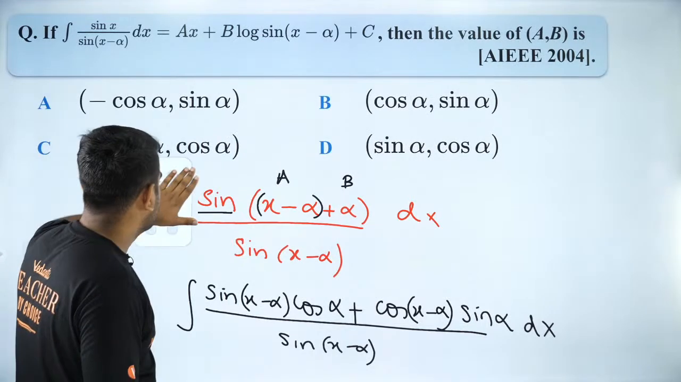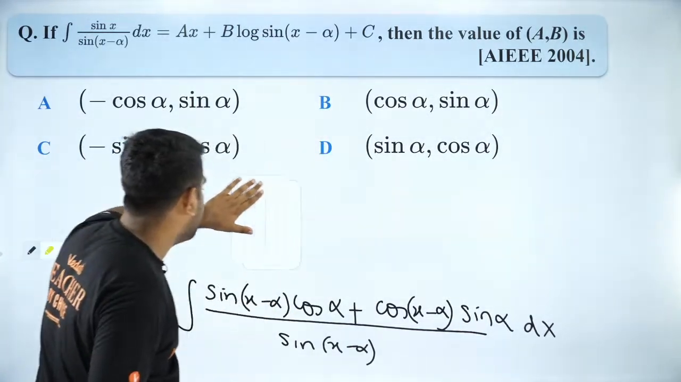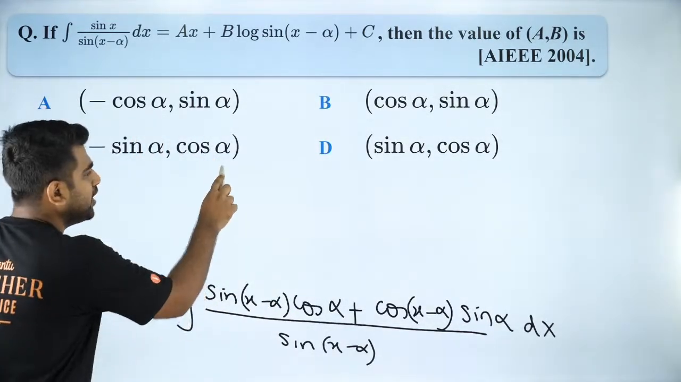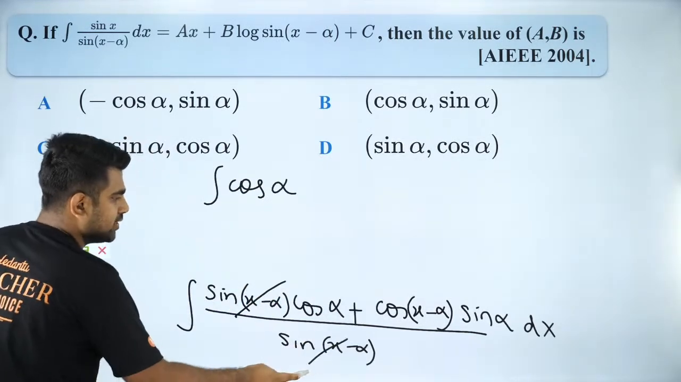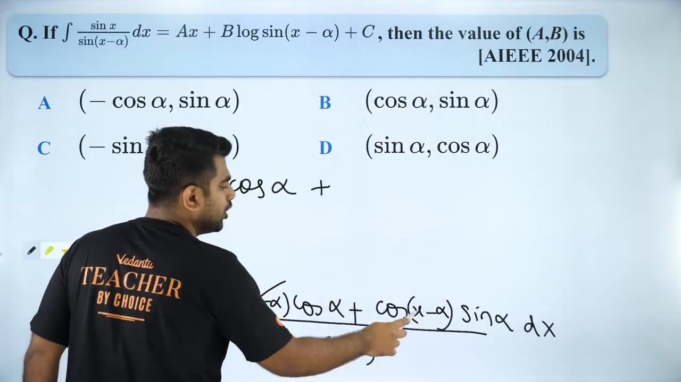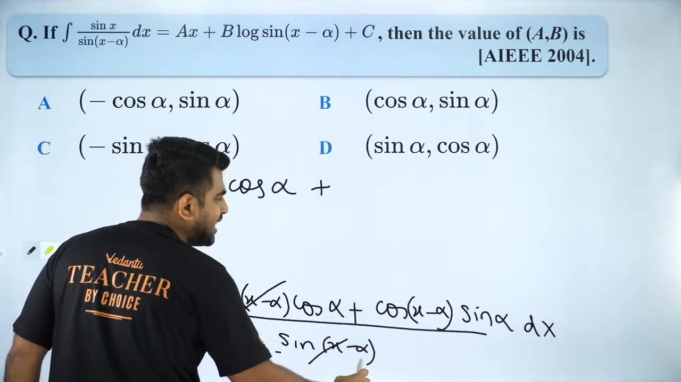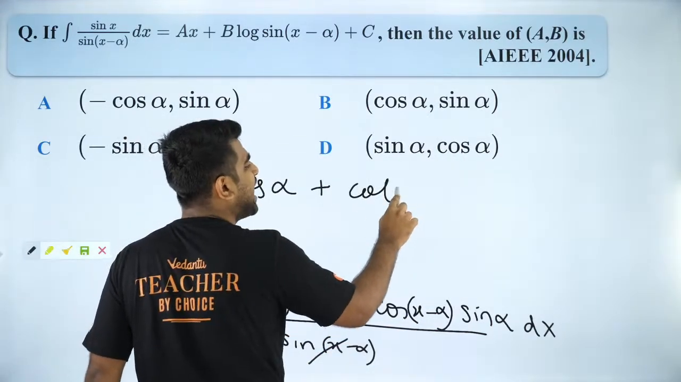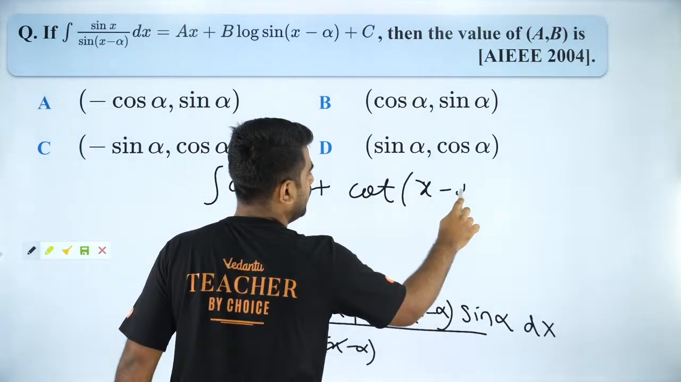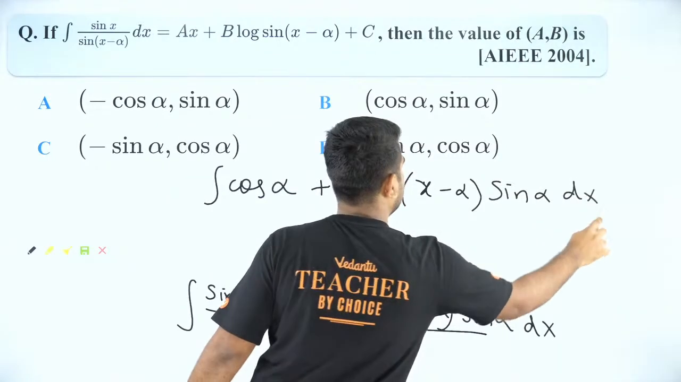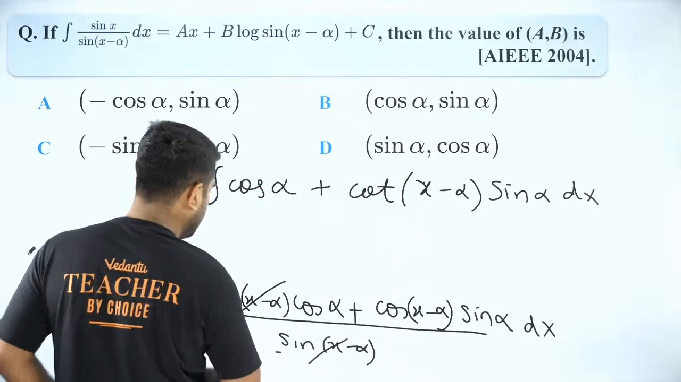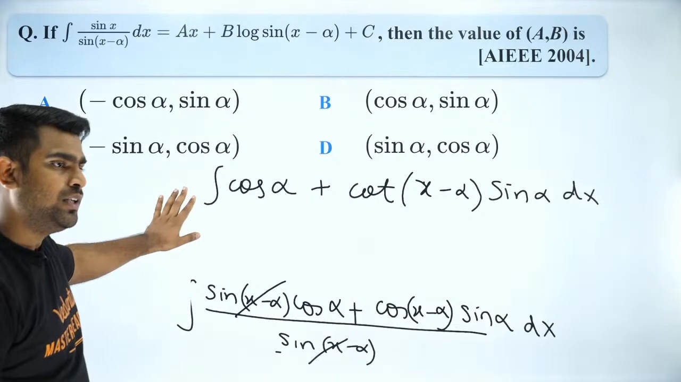So let's move forward and try to solve this question. What do we have here? We have integral of cos alpha, because these two will get cancelled. And here what will you have? Cos of x minus alpha by sine of x minus alpha. Cos by sine is cot. So cot of x minus alpha times sine alpha dx. That's it. Are you all clear?